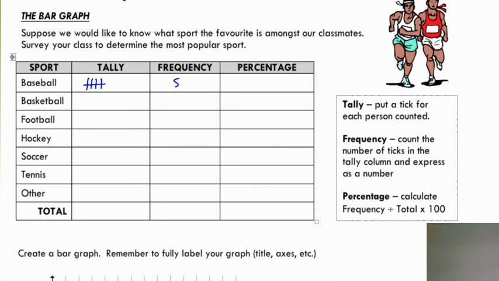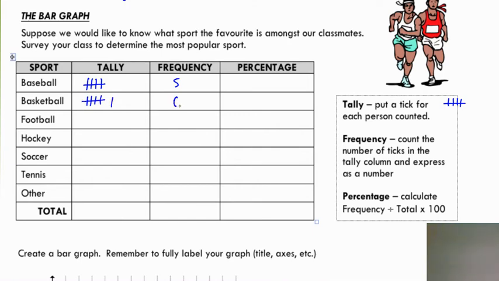chose baseball. Now we're using a tally marker. Remember, we put a tick for each person counted, and for every 5, we do a cross tick. That's how we see groupings. It helps us group quickly, visually. We're not going to do percentage until the end, until we know exactly how many students were surveyed in total.